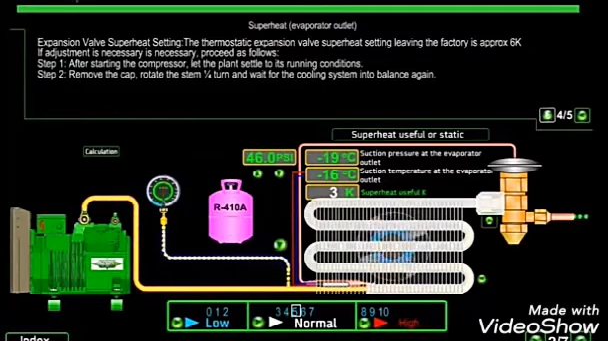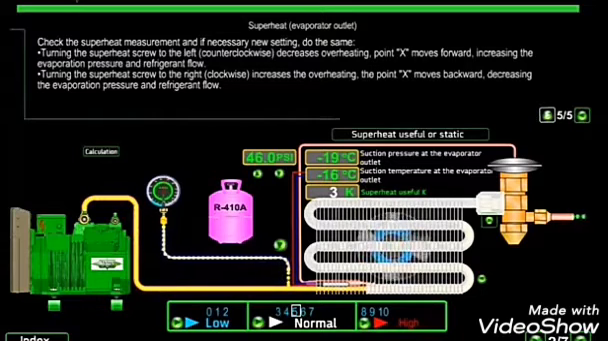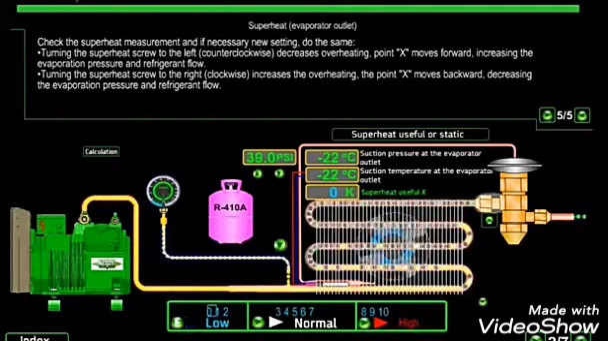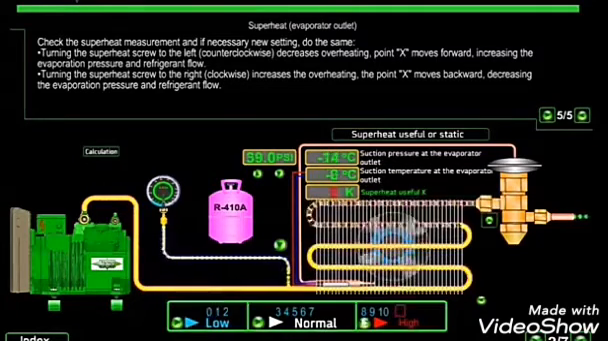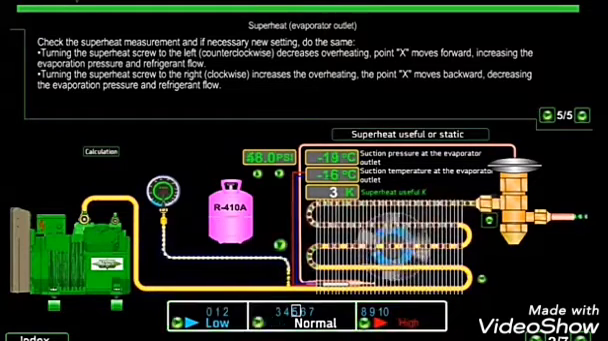According to the animation, before the point X, the evaporator is filled with liquid refrigerant and gas. This part of the evaporator is effective for cooling. At the point X, the liquid is completely evaporated. If the valve is set to 6 Kelvin superheat, the gas passing through the remote bulb should be 6 Kelvin hotter than the temperature of the refrigerant evaporating.